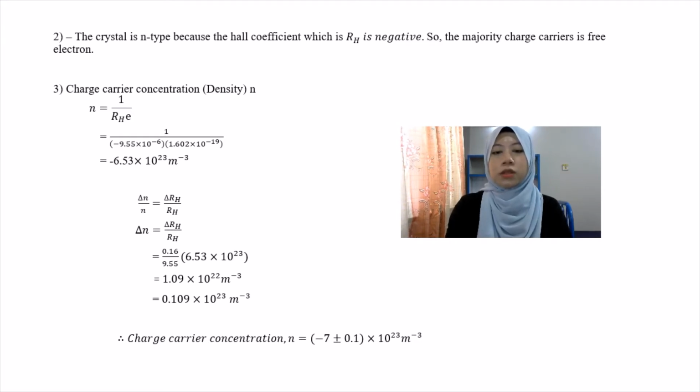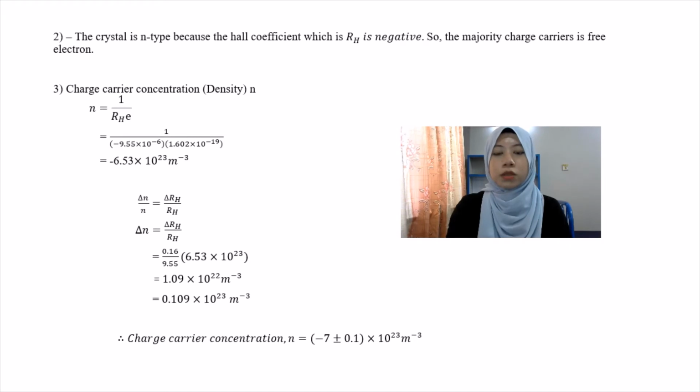So we would say that the crystal is N-type because the Hall coefficient, which is RH, is negative in value. So the majority charge carriers are free electrons. Next, for question number 3, we were asked to calculate the charge carrier concentration density, which is n.